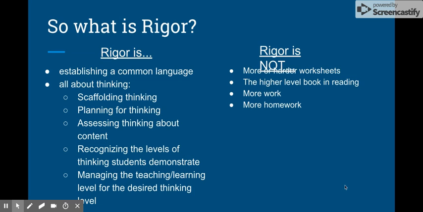Rigor is not about having more or harder worksheets. It's not a higher level book in reading. It's not more work. It's not homework. It's really about the level of thinking that students are able to do and what they are trying to do.